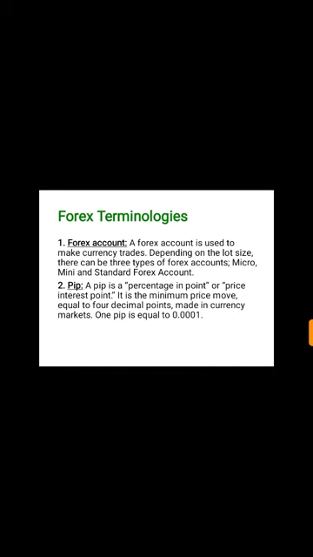So number 2 is PIP. What is a PIP? A PIP is basically the smallest amount of move that a price can make. For instance, let's say we want to trade gold, a metal, and gold moves from $1,800 up to $1,801. That small $1 move is what we call a PIP.